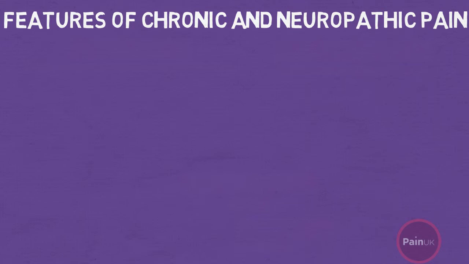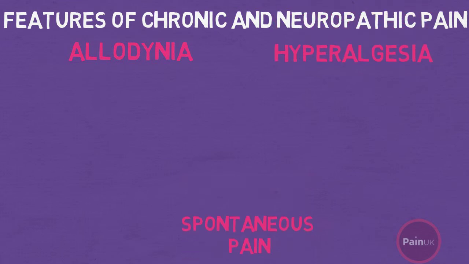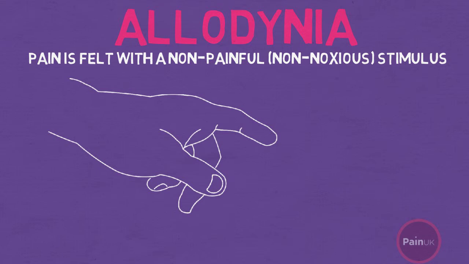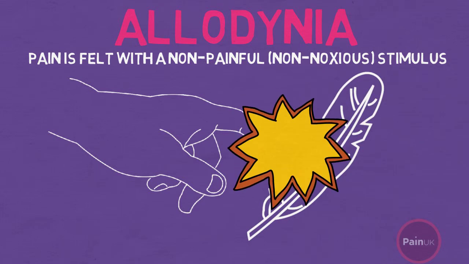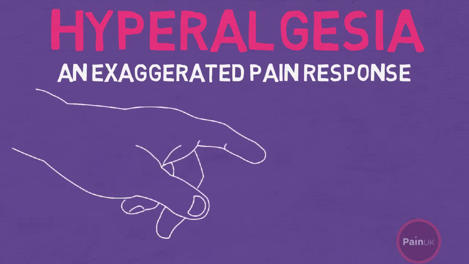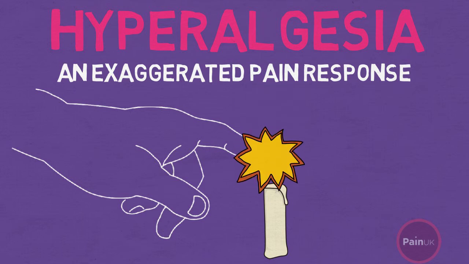Common features of chronic and neuropathic pain include allodynia, hyperalgesia, and spontaneous pain. Allodynia is when pain is felt upon interacting with a non-noxious, or in other words, non-painful stimulus. Hyperalgesia is when there is an exaggerated pain response upon detection of a noxious stimulus.